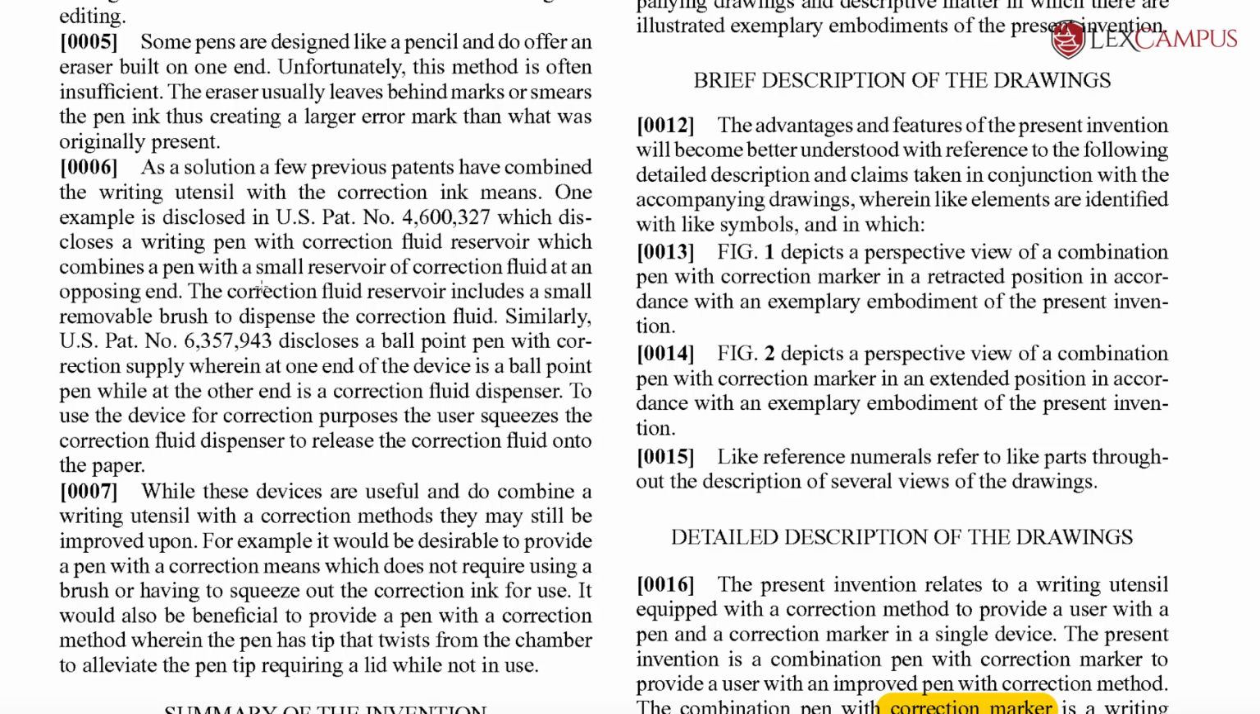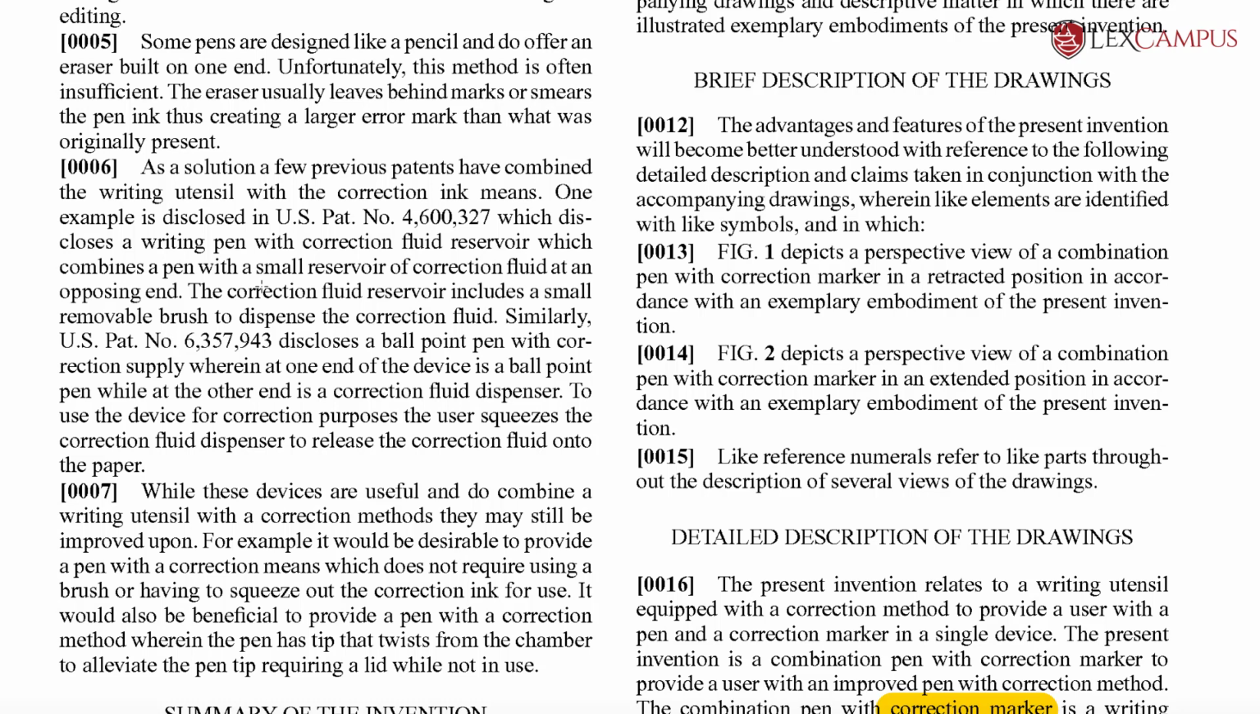So they do not identify a problem that needs to be solved, but they identify a scope for something to be better, which is as good as a problem. They say that we do not have a pen with a twisting tip, where rather than having a replaceable cap, and we do not have a correction marker which need not be operated through a brush or through a squeezing means. So you can see that.